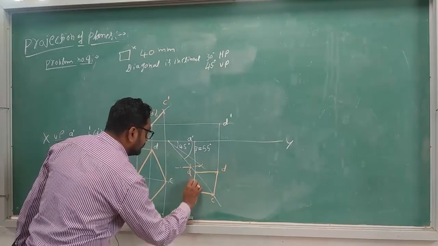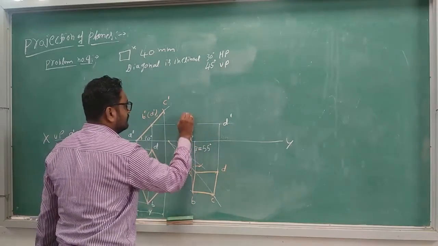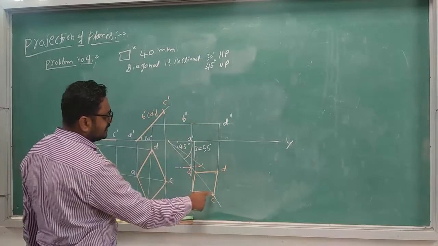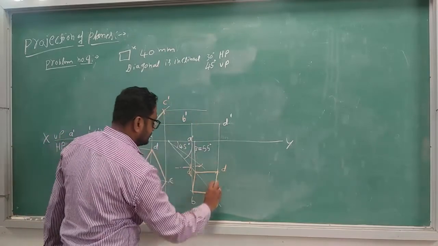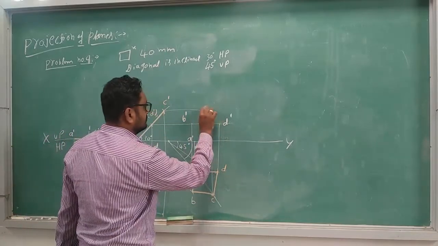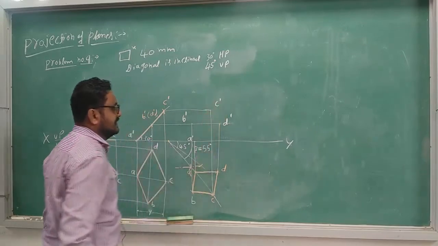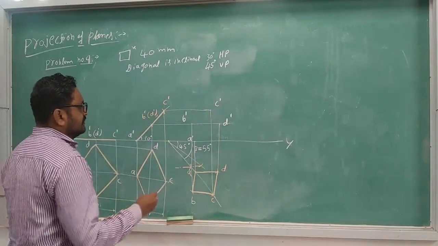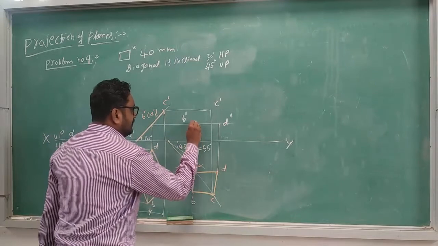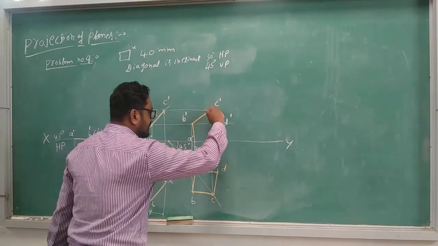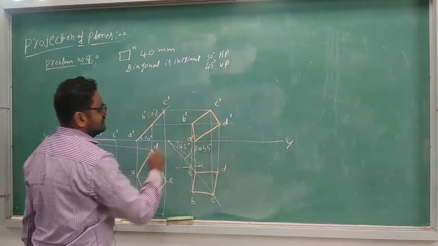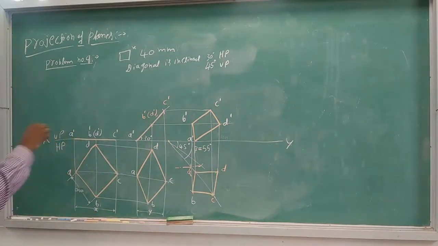So if you draw the line here, B dash, and now C dash is here, get the C dash. Now we got all the points, join them. A dash to B dash, B dash to C dash, C dash to D dash, and back to A dash. Okay, like this it is out.